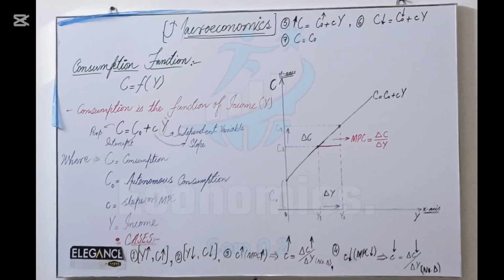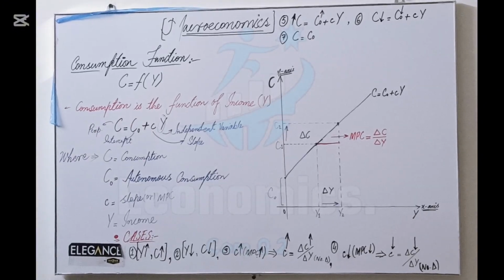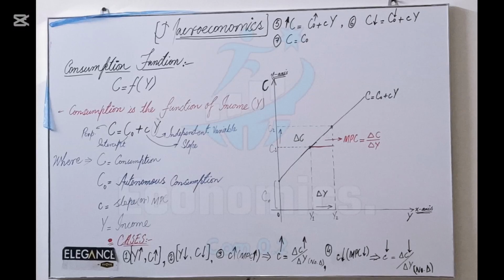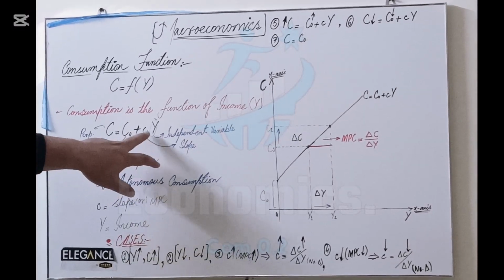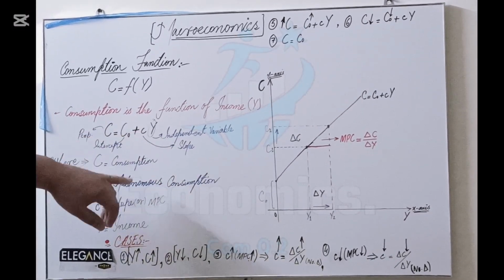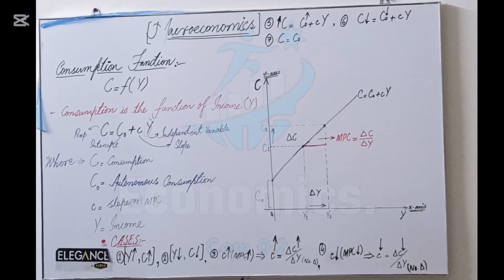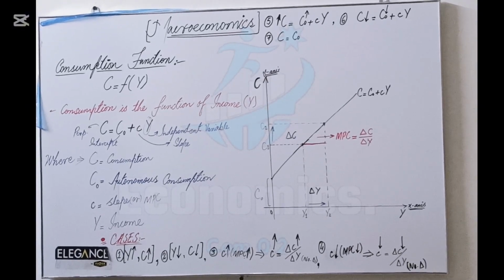The following diagram shows the consumption function equation, where C is equal to C naught plus cY. C is the consumption function, C naught denotes autonomous consumption, small c is the slope, and Y is income.